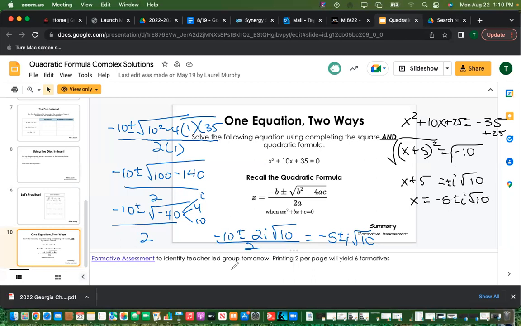So you could do either one. It gets you the same answer. One is probably easier than the other, depending on whether or not you like to just plug in, or you like to actually work these other problems out, okay?